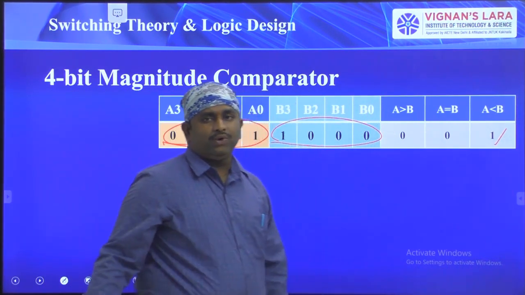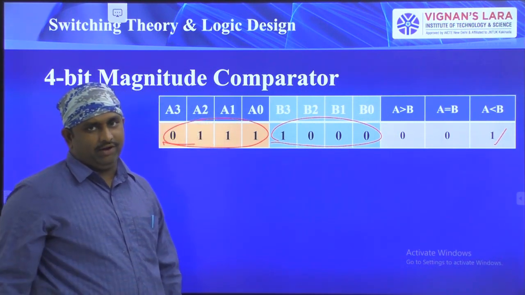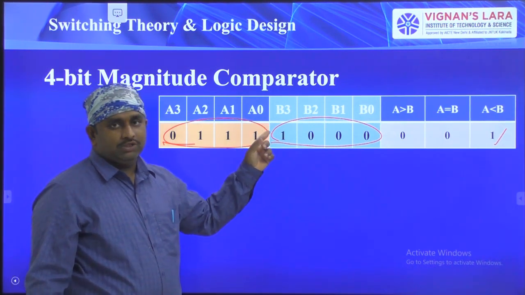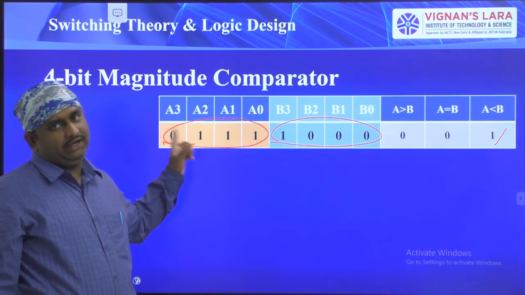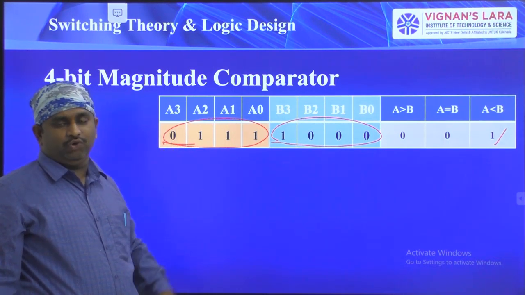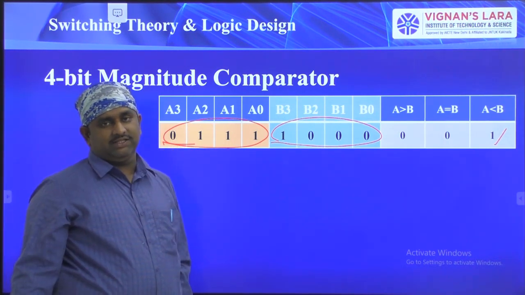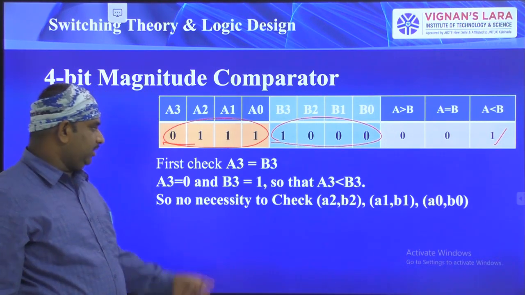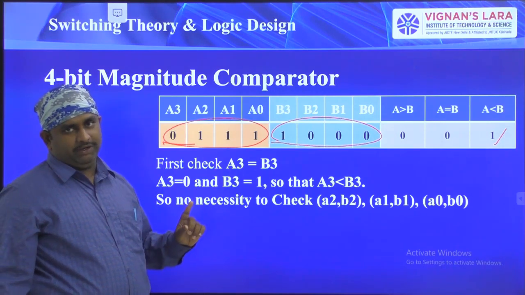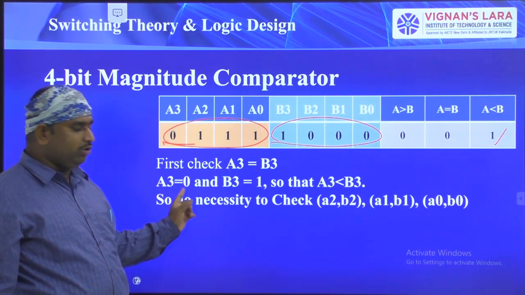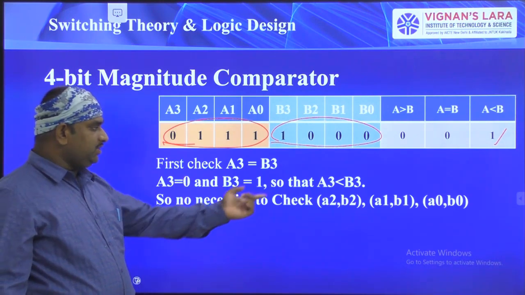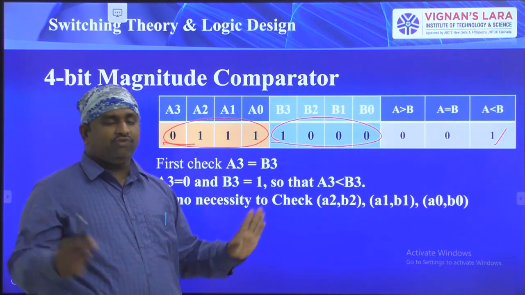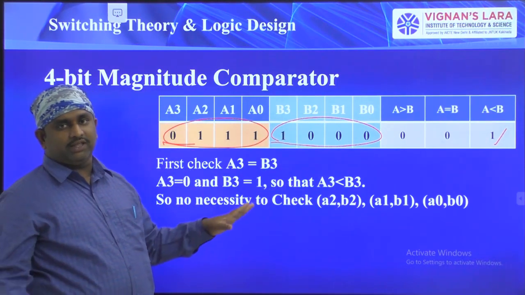But now we have to write a program, or otherwise implement the hardware. So for that, first you have to check the first MSB bit. So what is the MSB bit here? That is B3 and A3. If you compare B3 and A3 and you get any difference, that is, if B3 is the greater one, or otherwise if A3 is the greater one, then you have to give the result. So first check the A3 B3 bits. Is there any difference? Here A3 is equal to 0 and B3 is equal to 1. Obviously, A3 is less than B3. So then there is no necessity of checking the remaining bits.